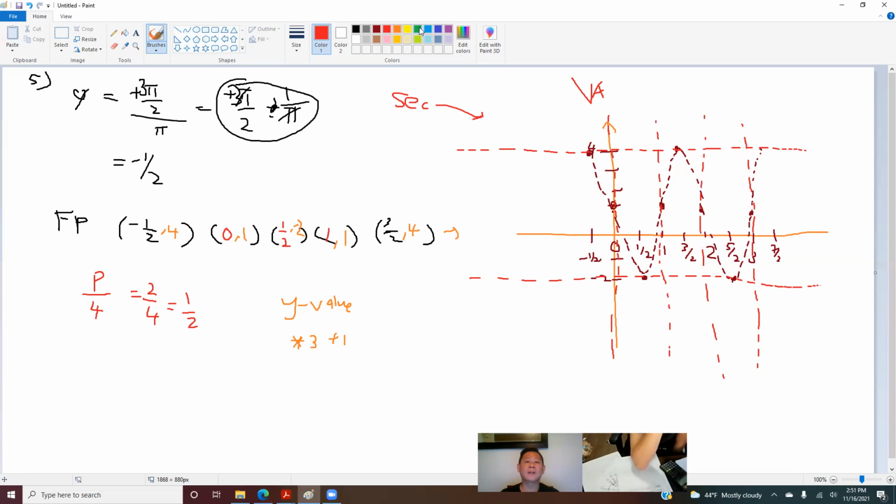So where is your secant graph now? This one is a valley, so you become a hill, open downwards. This one will open up, and this one opens down. How many do I need if I want 2 cycles? 4. So you just need to do another one here. This is your graph.